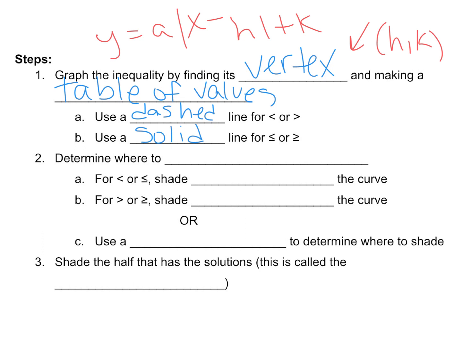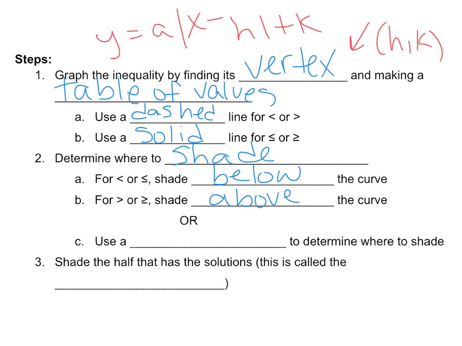My final step is to determine where to shade. So I'm either going to shade everywhere inside or outside of the V-shaped graph. There's two ways that I could do this. If I have less than or equal to, I could shade everything that is below the curve. For greater than or equal to, I could shade everything above the curve.